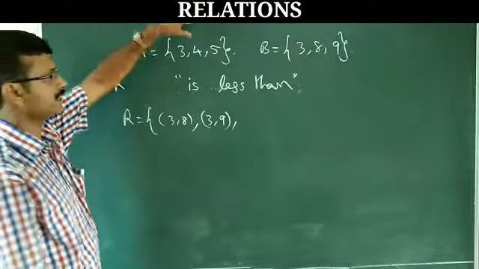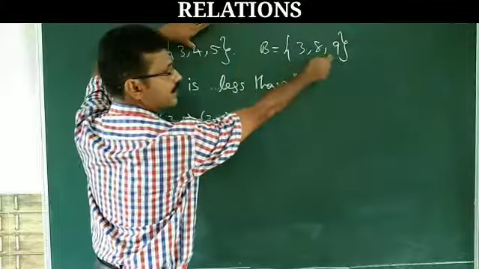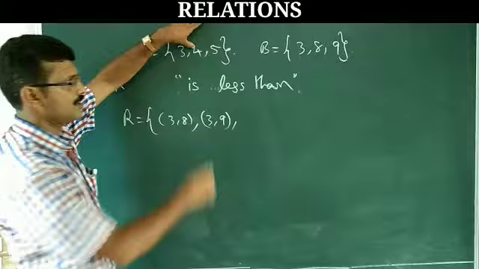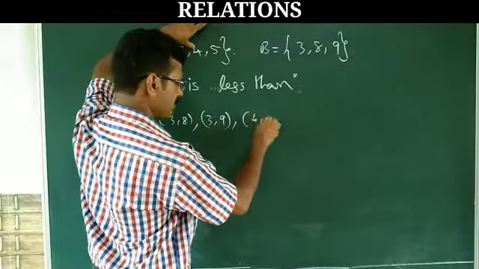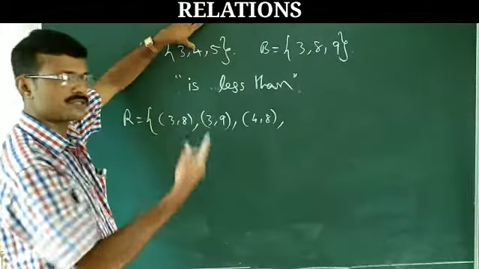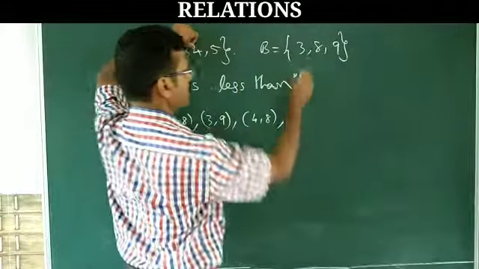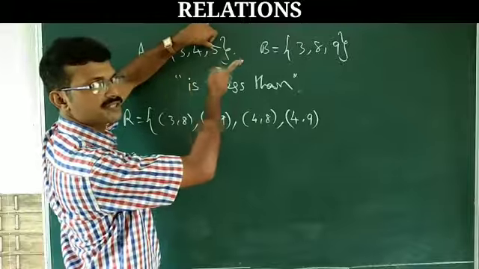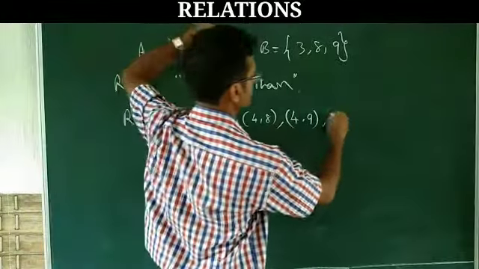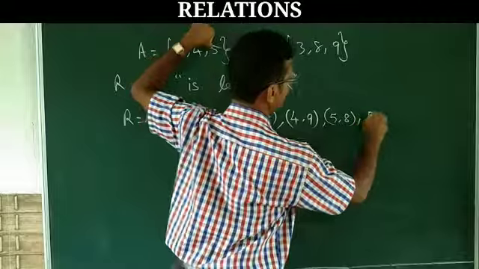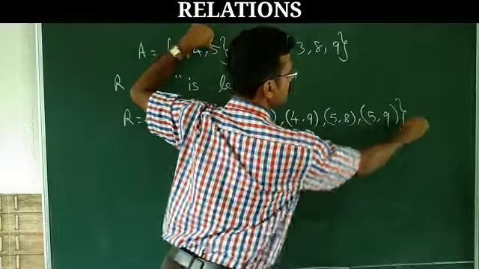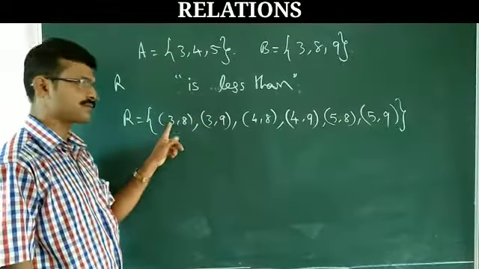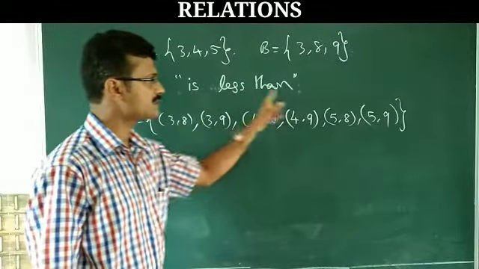With 3 taken, now with 4. 4, 3: is 4 less than 3? It is not possible. 4 less than 8, yes, 4, 8. You have to process things in your mind and then write down. 4, 9: 4 is less than 9. Now with 5, is 5 less than 3? Not possible. 5, 8 is possible, and 5, 9 is possible. So these are the elements of this particular relation. Here I am telling the association between the elements. What is the association? "Is less than".